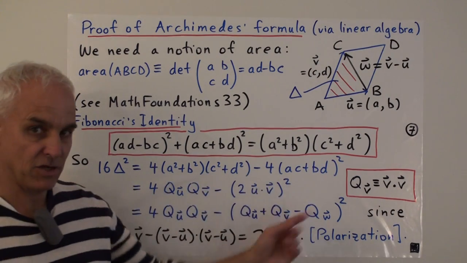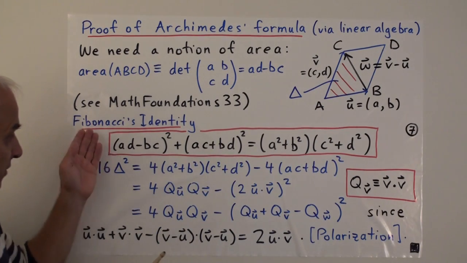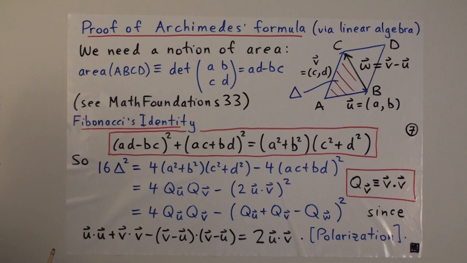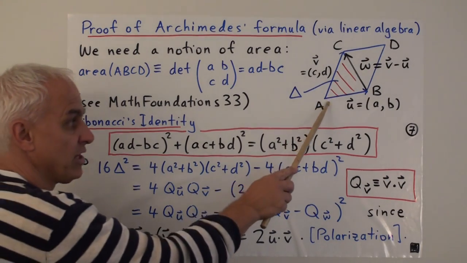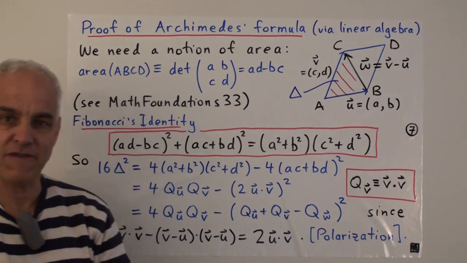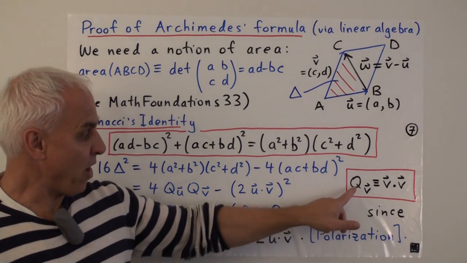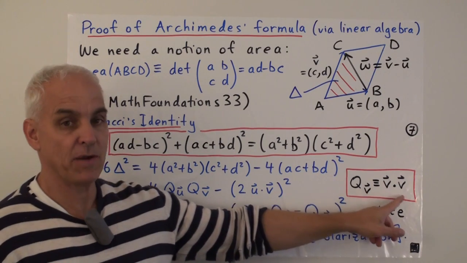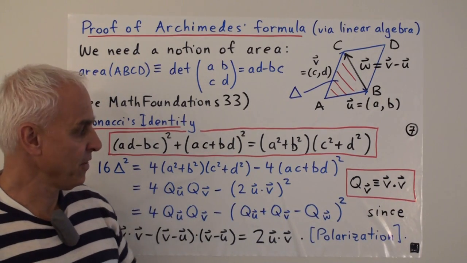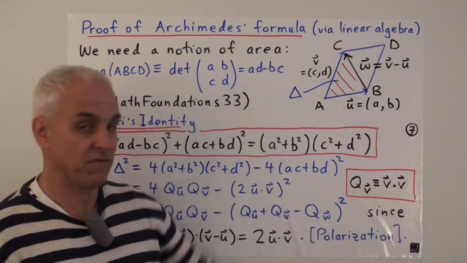So this is an immediate consequence of our definition of area with Fibonacci's identity. And now let's have a look at it. This A squared plus B squared is just the quadrance of the vector u. Now in linear algebra, the quadrance of a vector is expressed naturally and beautifully as a dot product of a vector with itself. So the quadrance of any vector v can be defined to be v dot v.